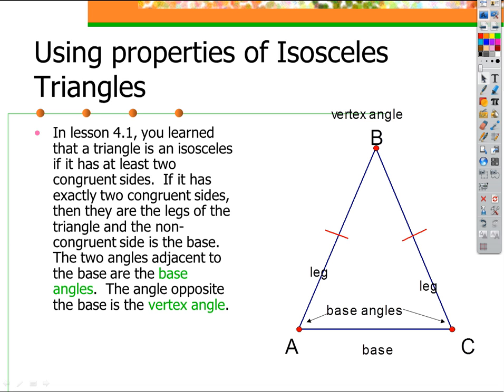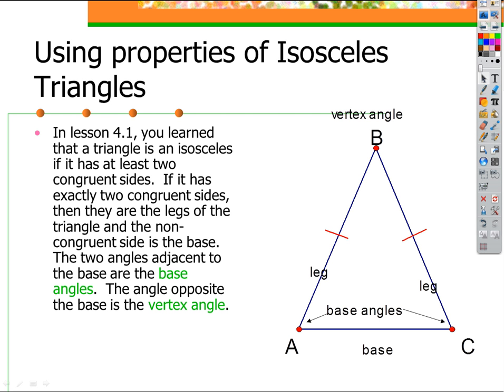Remember, we said earlier in the year that isosceles triangles are triangles that have at least two congruent sides. So are equilateral triangles isosceles? Yes, they are, because they have at least two congruent sides. They have three. They're just special isosceles triangles. Okay, so we said that for an isosceles triangle, the two sides that are congruent are the legs. And then the third side we call the base.